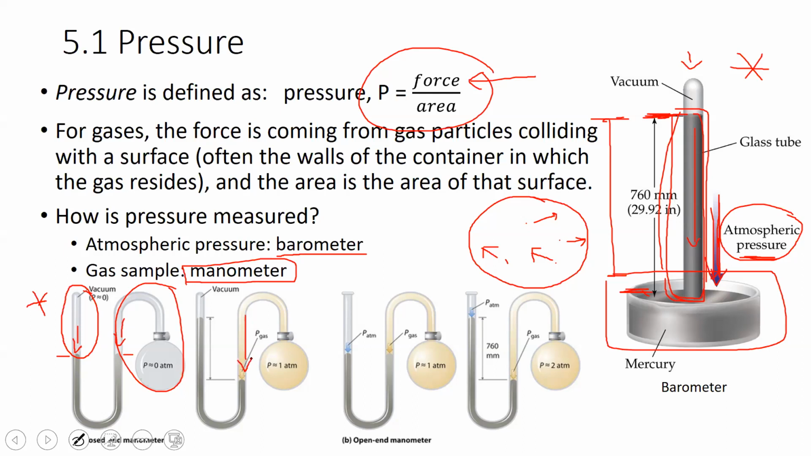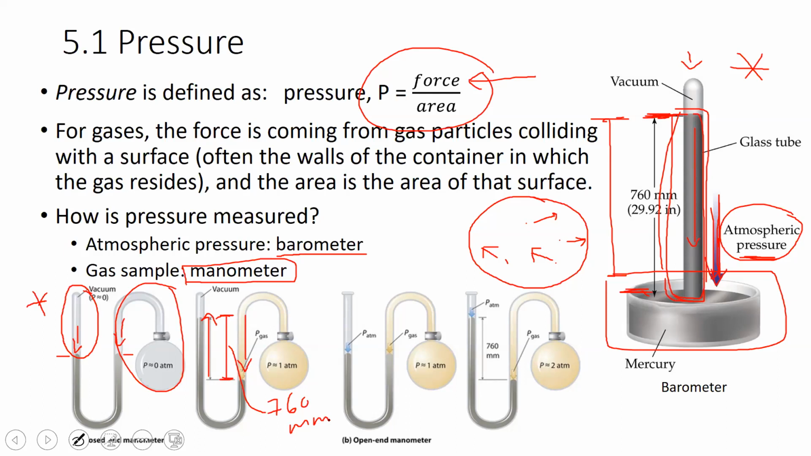The side that has the gas in it is pushing down on the mercury, causing the mercury on the other side to go up. And the pressure inside the container on the gas side is going to be measured by the height difference of the mercury on either side. Okay, so at 1 atmosphere, that particular height would be 760 millimeters.